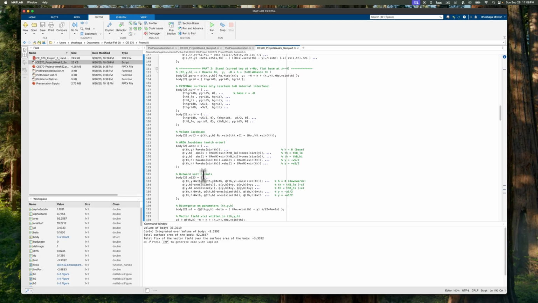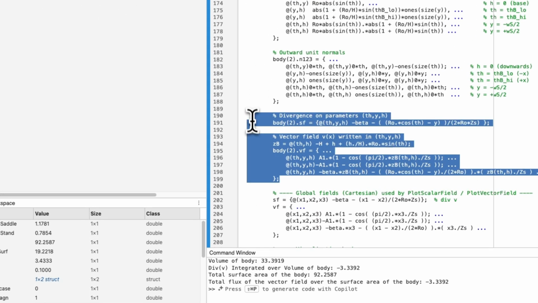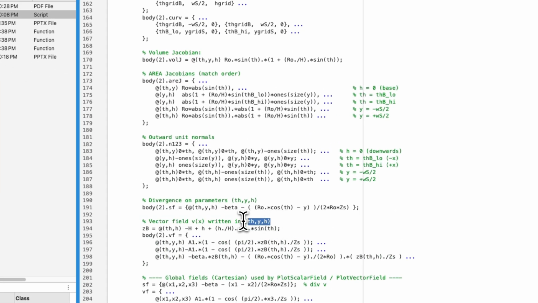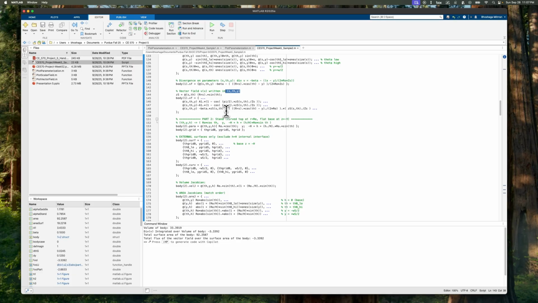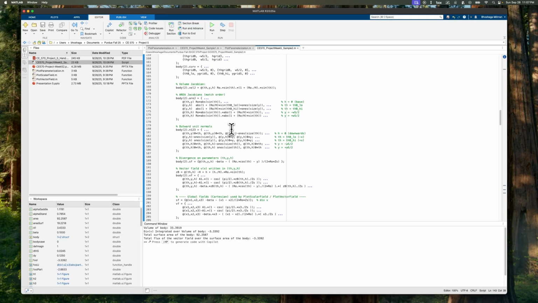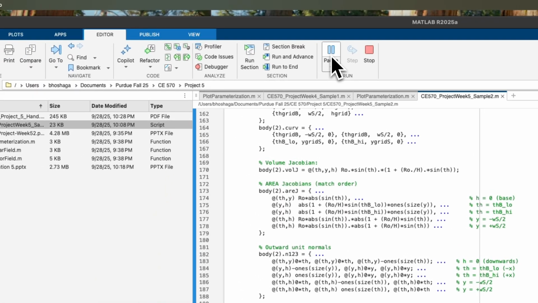Similarly, for my part two, here's where I'm including it. You can see I'm including the same vector field, but I'm writing it in a different way. I'm using theta, y, and h here, but for part one, I'm using s, theta, and y, just because of the way that I've modeled or parametrized my structure. I'm going to go ahead and run this to show you that it indeed runs.